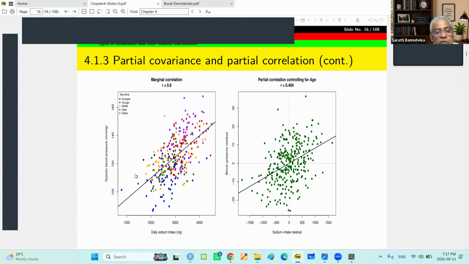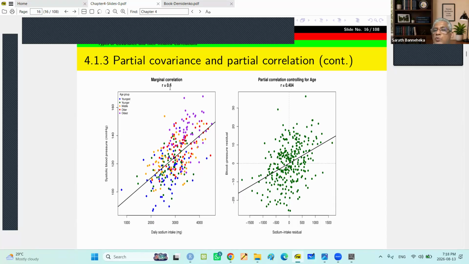Right. So we can see that in this case, for example, for these blue ones, there may be one type of correlation. And for the red ones, another value actually, right? So the correlation actually depends on age. Correlation between X and Y depends on age. But if we ignore age, then you get R equal to 0.6.